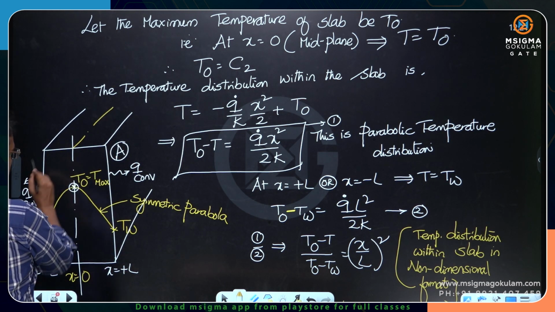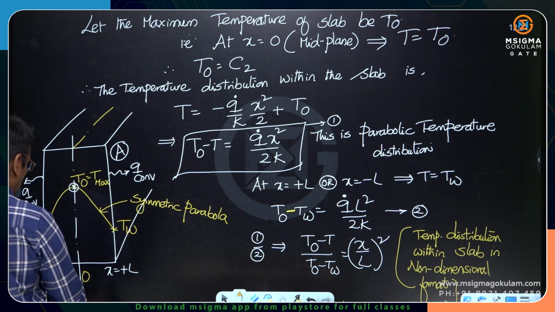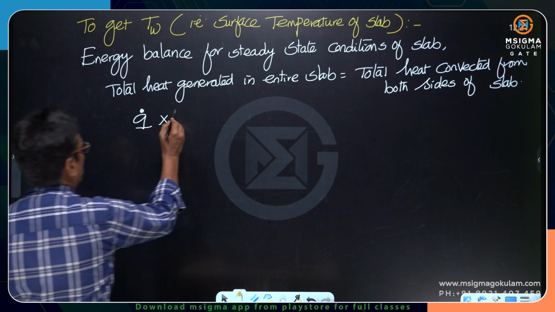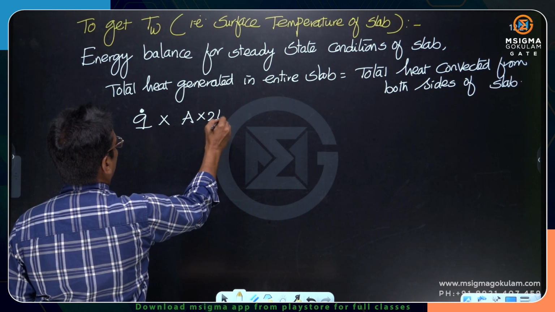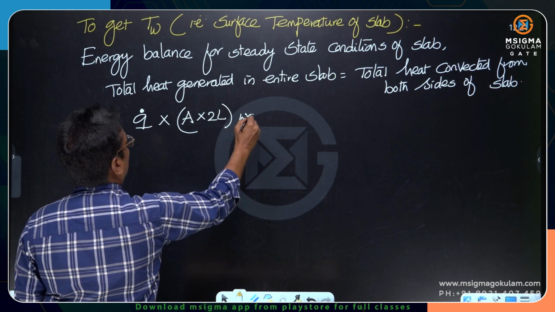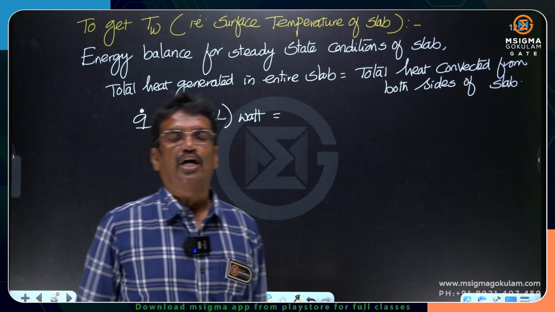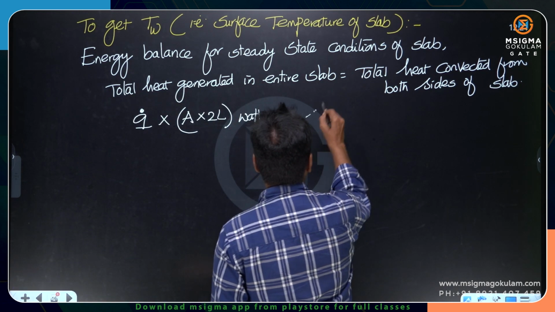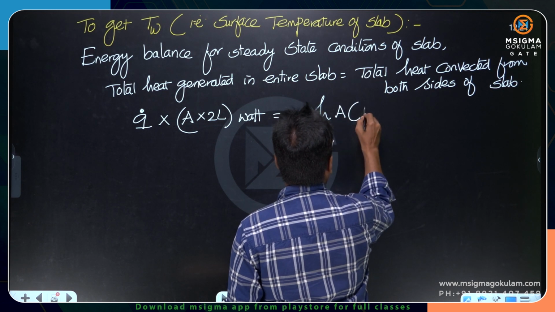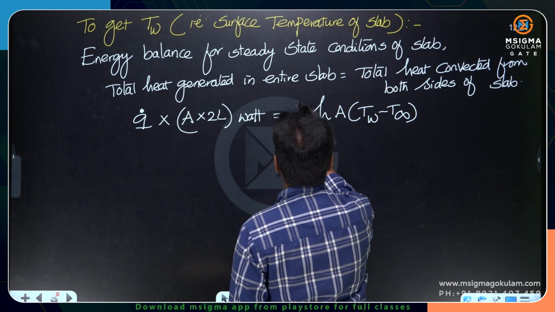A into 2L. No, this is L, this is L, so L plus L is 2L. That is Q dot into A into 2L, the volume of this slab, which should be equal to the total heat convected. Whenever there is convection, what is the law we always use? Newton's law of cooling. hA (TW minus T infinity) into 2.